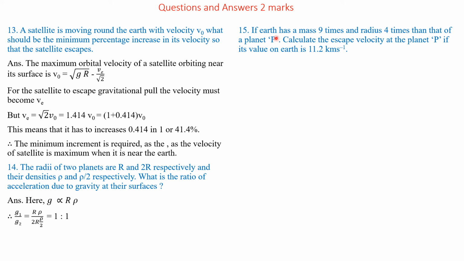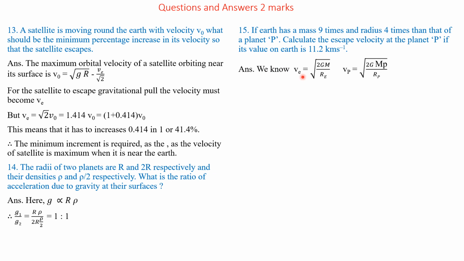If the Earth has a mass 9 times and radius 4 times that of a planet P, calculate the escape velocity at the planet P if its value on the Earth is 11.2 kilometers per second. Please read the question again and I will solve it.